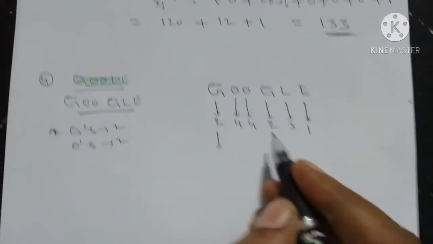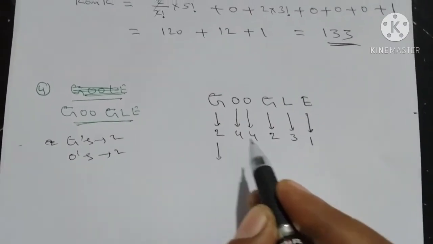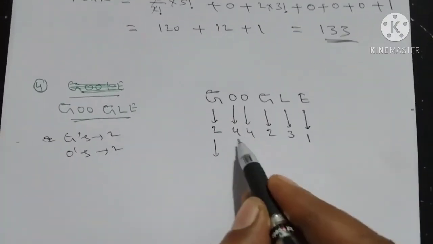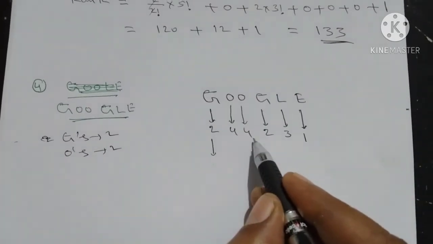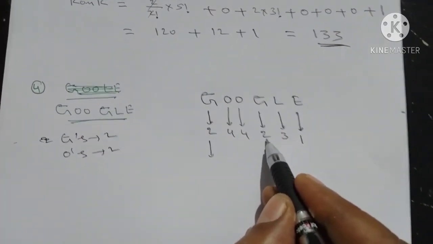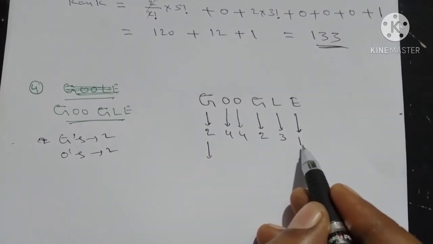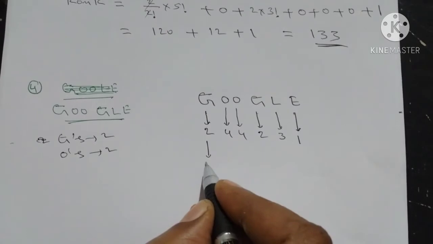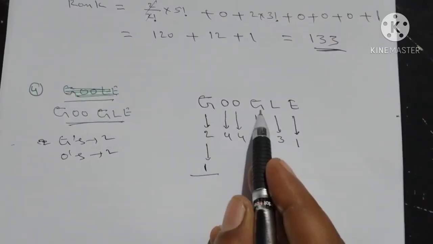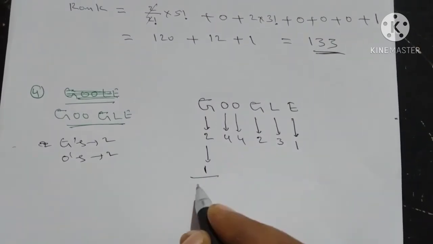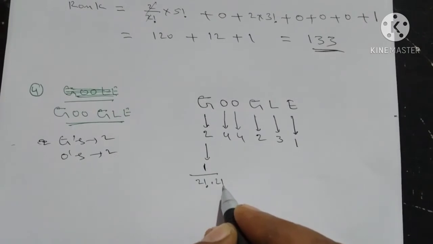Now, for 2, the number of less values on the right side of 2. Here 4 is a greater value, 4 is a greater value, but not a less value. 3 is a greater value, 1 is a less value. Only 1 here. 1 by, here repeated, G's are 2 times, so 2 factorial, and O's are 2 times, so 2 factorial.